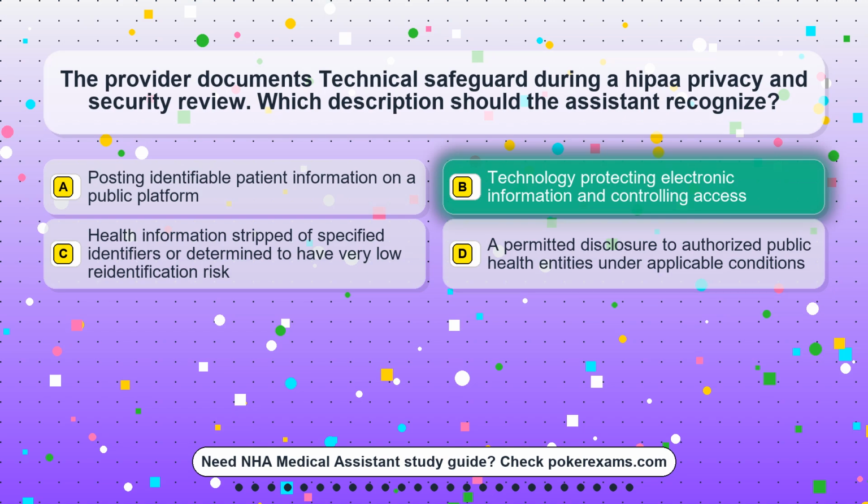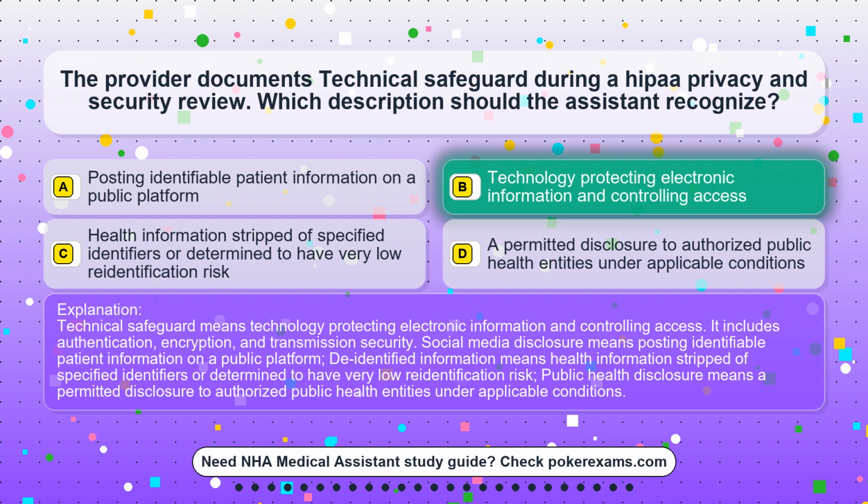The correct answer is option B. Technology protecting electronic information and controlling access. Technical safeguard means technology protecting electronic information and controlling access. It includes authentication, encryption, and transmission security. Social media disclosure means posting identifiable patient information on a public platform. Identified information means health information stripped of specified identifiers or determined to have very low re-identification risk. Public health disclosure means a permitted disclosure to authorized public health entities under applicable conditions.